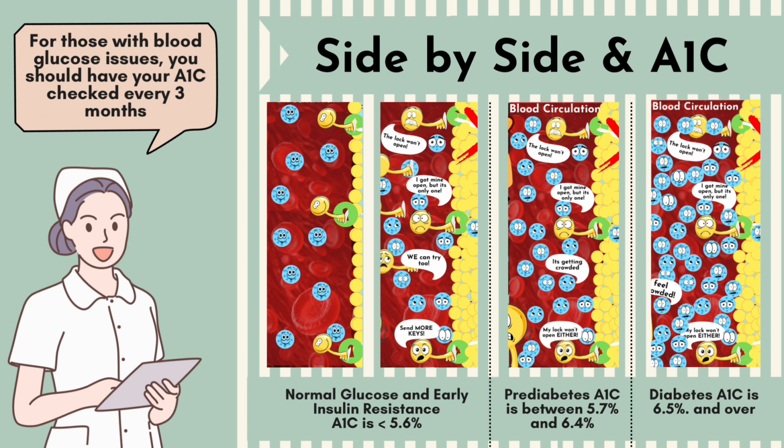For those of you that have issues with blood glucose, it's really important that we check your A1C every 3 months. And the reason why is because it does take a full 3 months to really get a full picture of what you're looking at. So let's say you start making substantial dietary and lifestyle changes today.